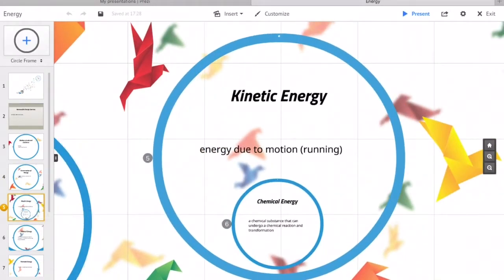And here's kinetic energy. Kinetic energy is energy that an object possesses due to its motion. An example of that would be running or riding a bicycle. Those would be the two most typical examples.